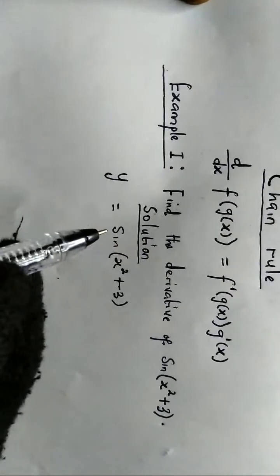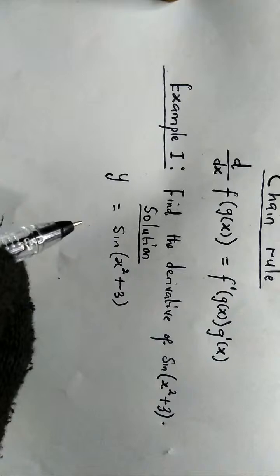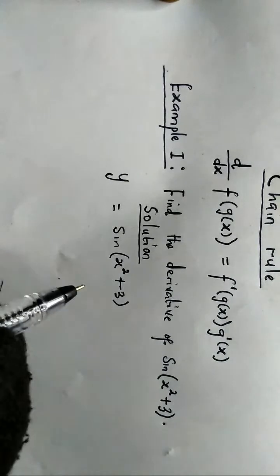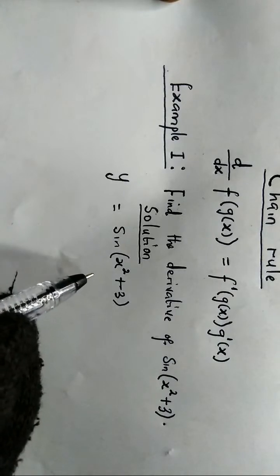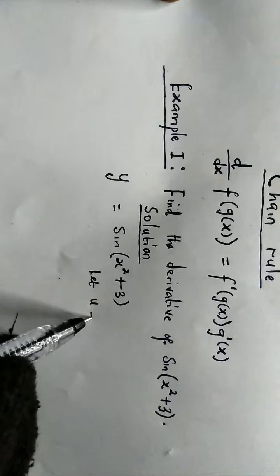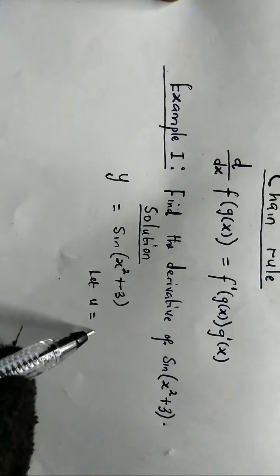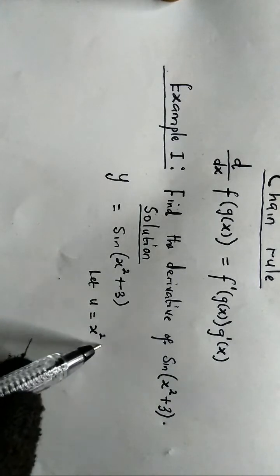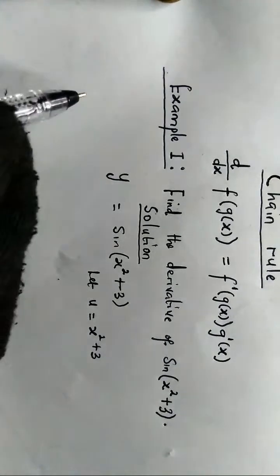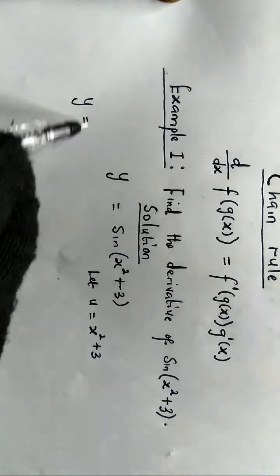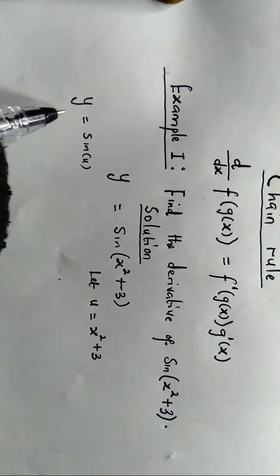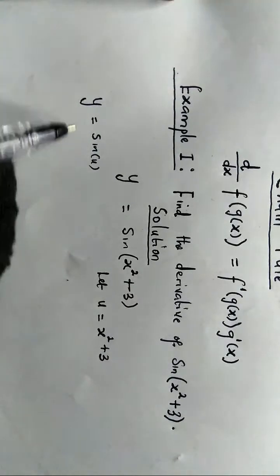Now there's something really cool I'm going to do here. I'm going to introduce another variable u. I will let u equal the inner function, that is x squared plus 3. After letting u equal this, remember our y will now be equal to sine of u, right?